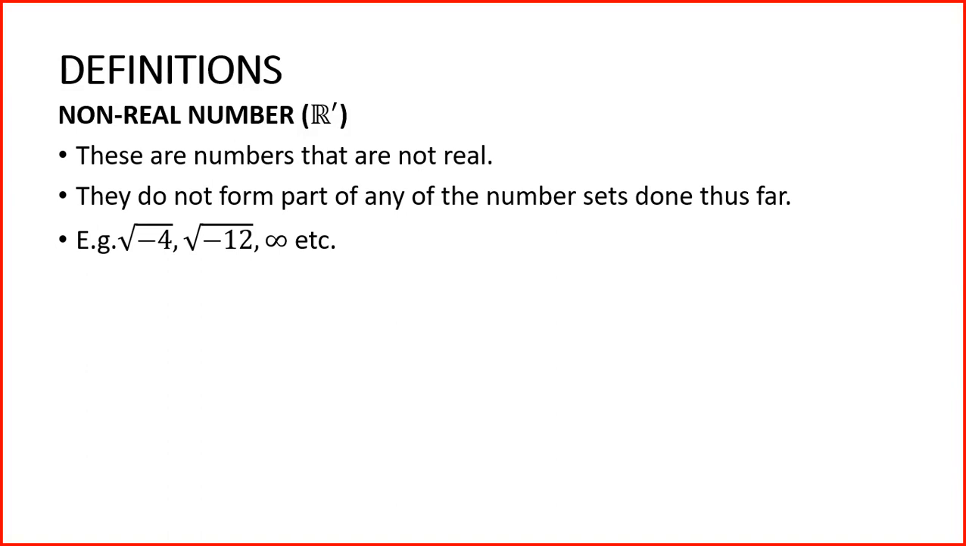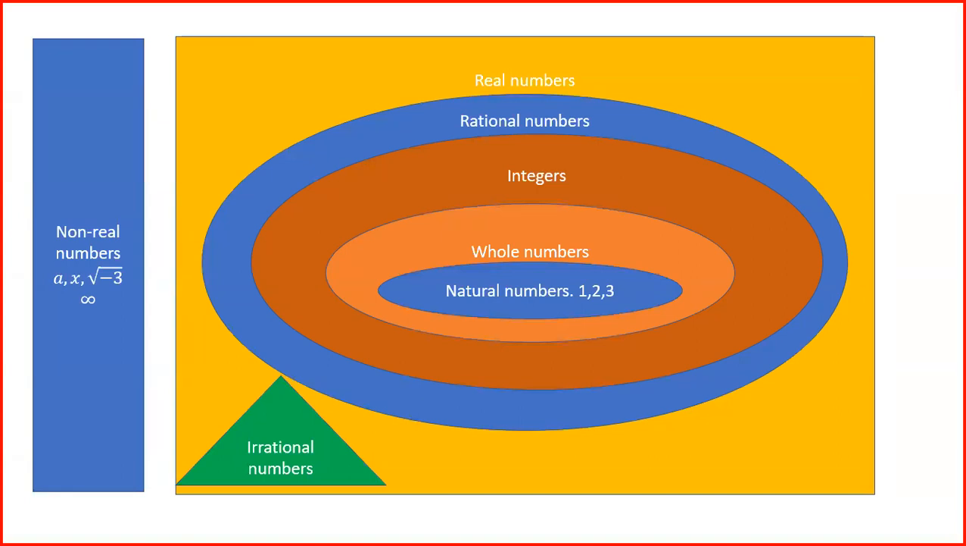The square root of -12 will be the square root of 12i, and infinity. A lot of people think that infinity is a number. No, it's not. And any of the variables that we normally use to represent numbers, unless it's clearly classified what the variable represents. So all of these will be your non-real numbers. And you will notice that under real numbers, which is this yellowish or gold rectangle, any number that falls within that rectangle we call a real number. So under real numbers, we have natural numbers, whole numbers, integers, rational numbers, and irrational numbers.